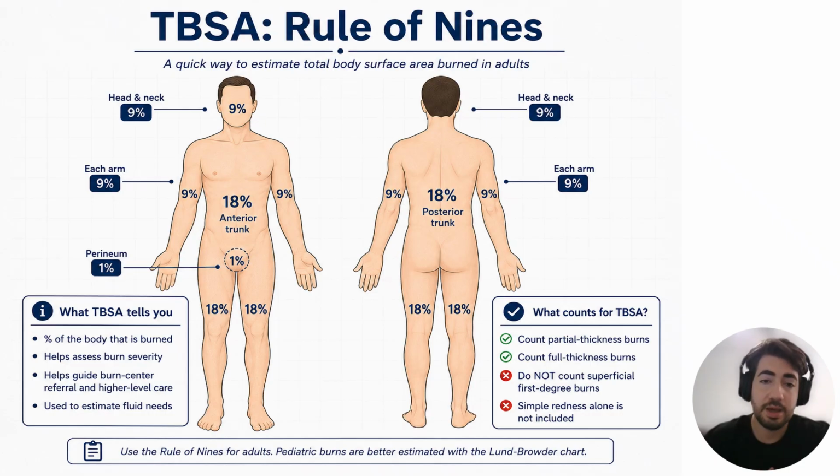Now, the head and the neck is 9% total. So the front of the head and the neck is 4.5, the back is 4.5. But do not confuse that with the trunk, okay? The anterior trunk is already 18, the back is already 18. We good? So again, if the question says burn to the anterior right arm and the anterior trunk, you do 4.5 plus 18, not 9 plus 18.